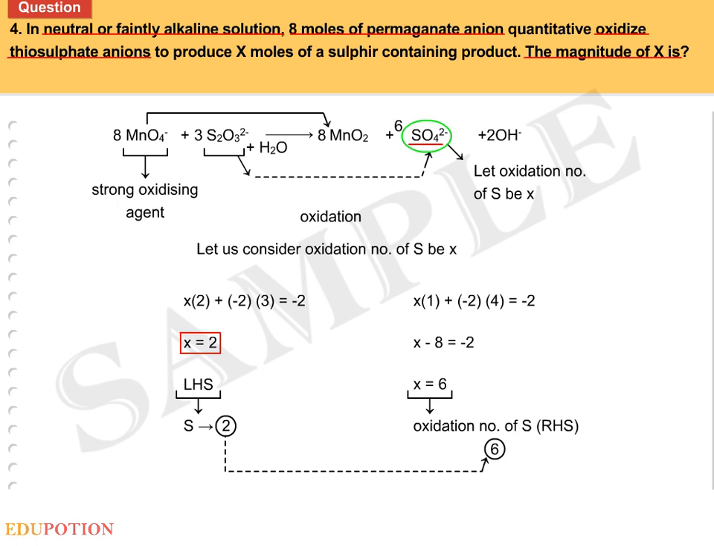Now this SO4 2 minus has a mole of 6. That is what we were actually finding out. So the end result is 6. So I'll just summarize this particular concept. This MnO4 permanganate gets reduced to MnO2, and this S2O3 gets oxidized to SO4 2 minus, and the mole of SO4 is 6.